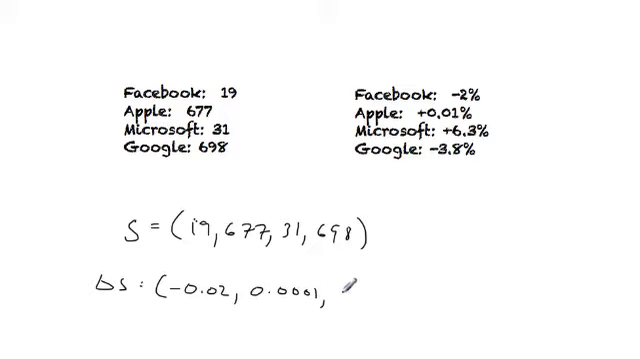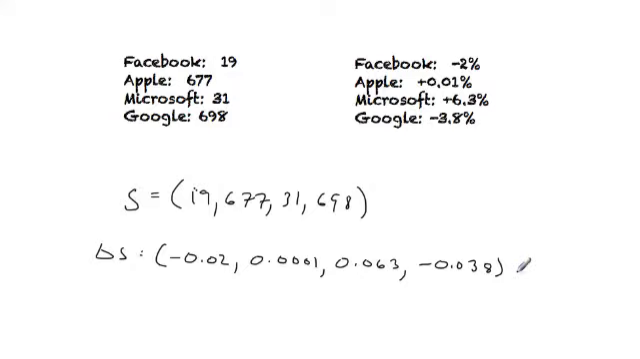I'm converting the percents to decimals, and then minus 0.038. Okay. So we have all of this information. How do we combine these? Can we just multiply? Can we take this list and multiply it in some meaningful way with that?